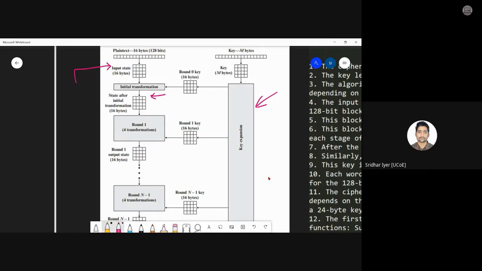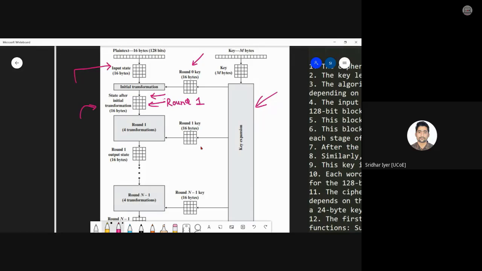The initial input state is subjected to an initial transformation with one more input as the round key. And once the round key is computed and combined with the initial transformation of the input state, we will get the initial state. From here, round number 1 will begin. Am I clear? So it was round number 0, and now we have our plain text ready.